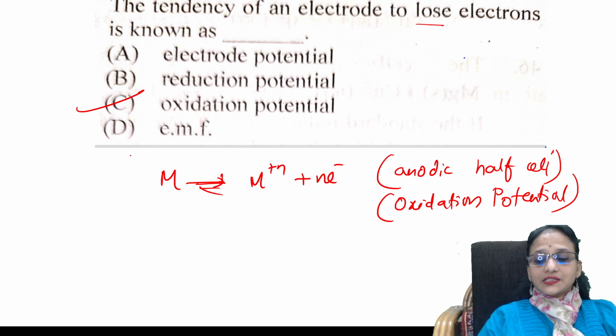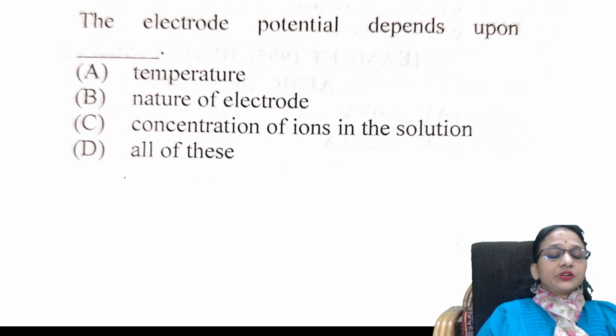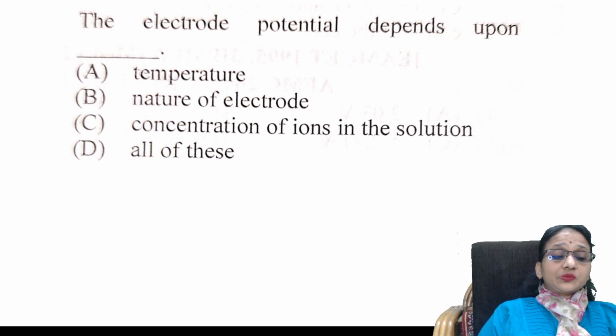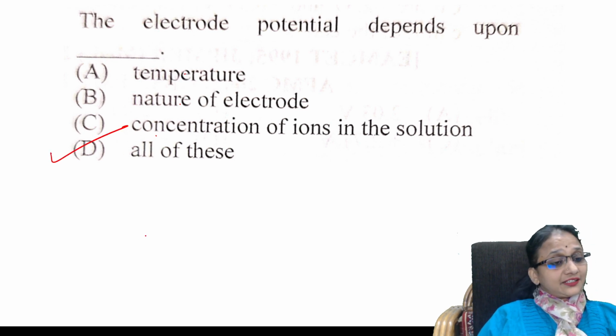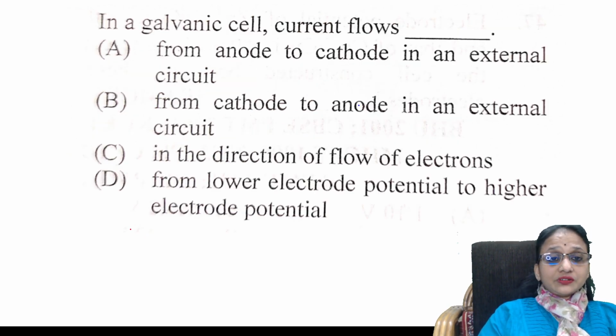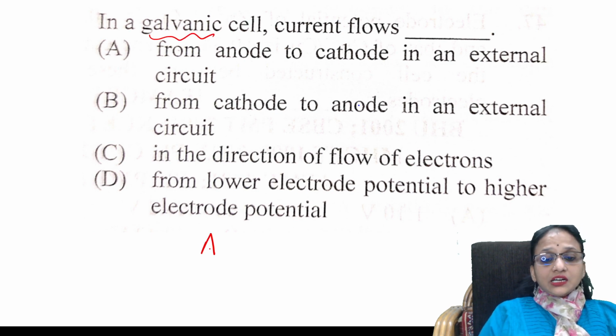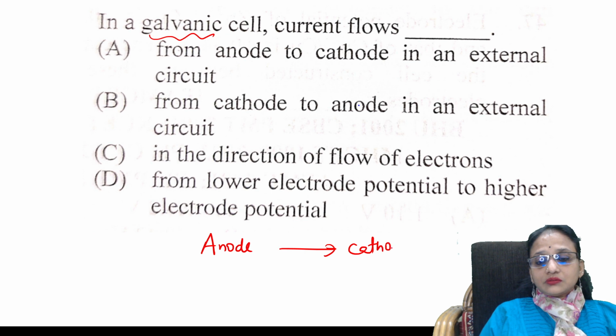Easy. So the answer is that. Next, the electrode potential depends upon temperature, nature of electrode, concentration, all of these. Okay. Next question. In a galvanic cell, current flows from... Oh, easy now, students. Always remember, in a galvanic cell, electrons always flow from anode to cathode.